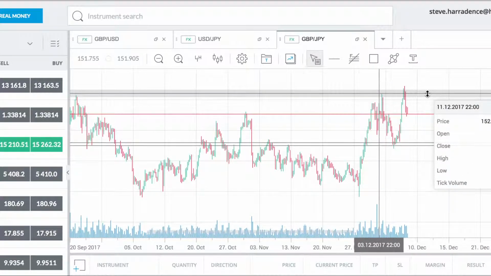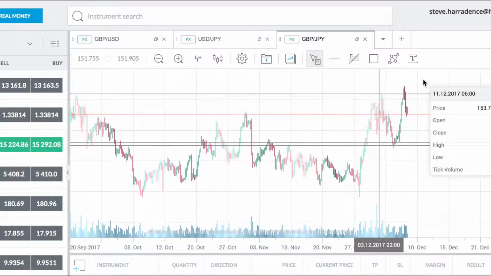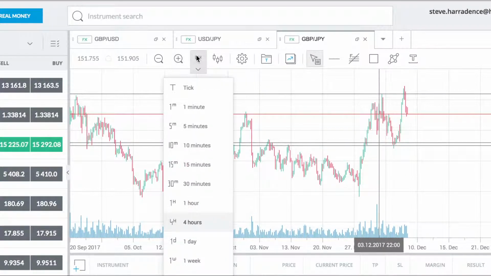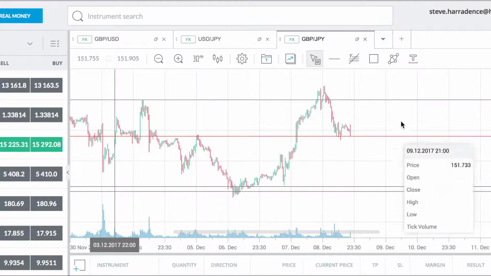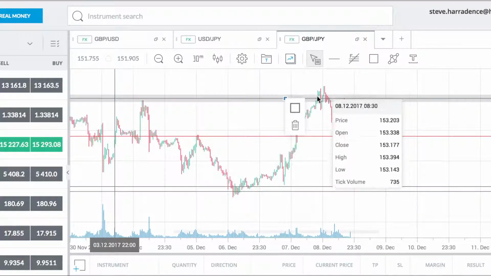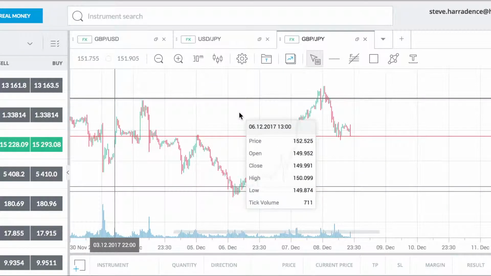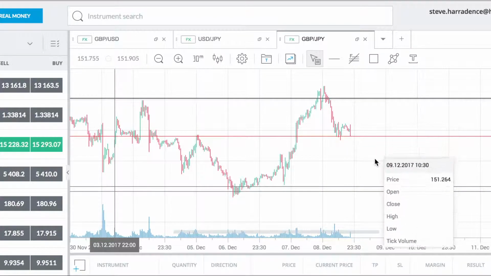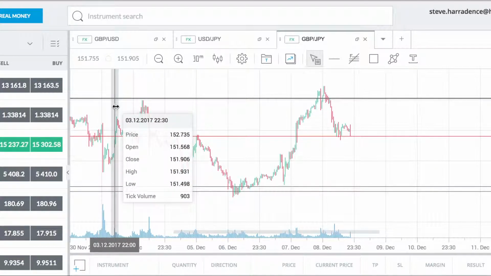Uptrend, you've got 153, another whole number, which is nice. If we move this across, put that where it should be, and put this on a thicker marker. So that's your intraday resistance level. Again, going back to this level here, which is your start of week.